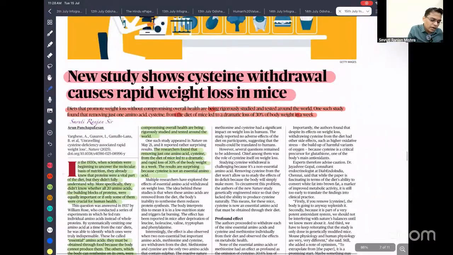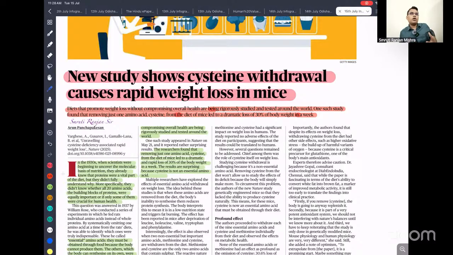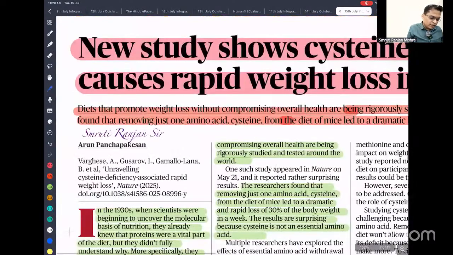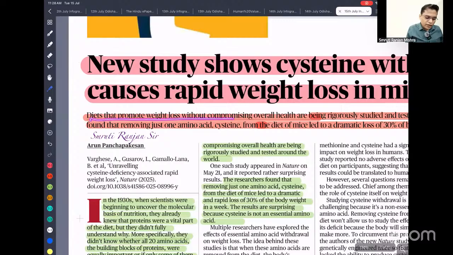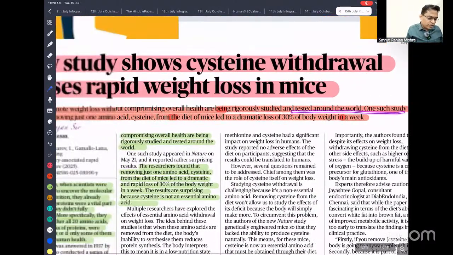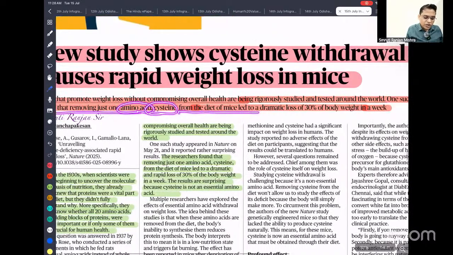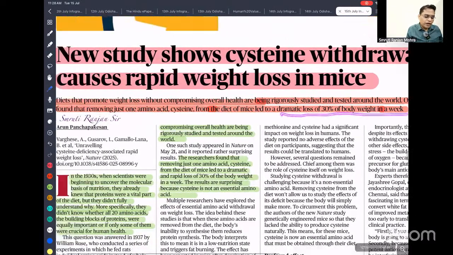So new studies show that withdrawal of an amino acid caused rapid weight loss in mice. What happened? Recently we are looking for a drug, or a novel way, where we can lose weight without impacting body functioning. Diets that promote weight loss without compromising overall health are being rigorously studied and tested around the world. One such study found that removing just one amino acid, methionine, from the diet of mice led to a drastic loss of 30% of body weight in a week.